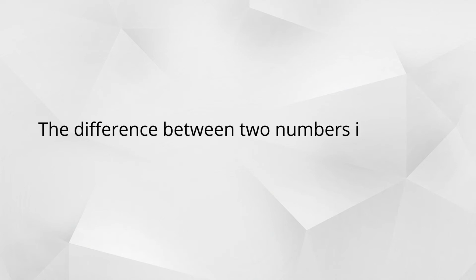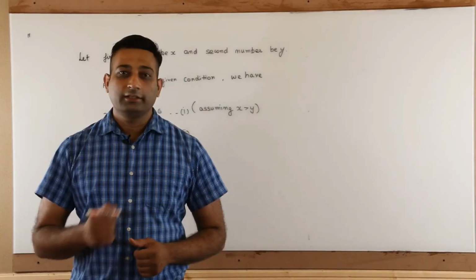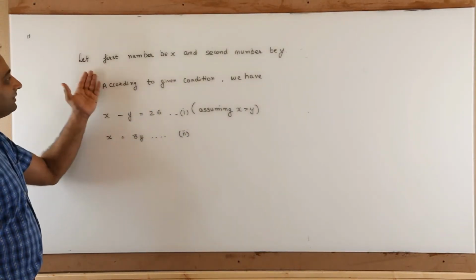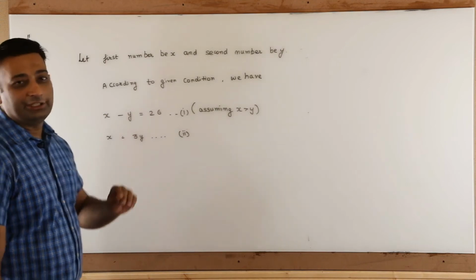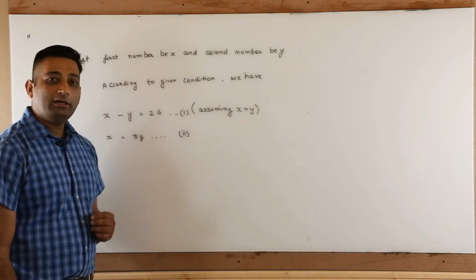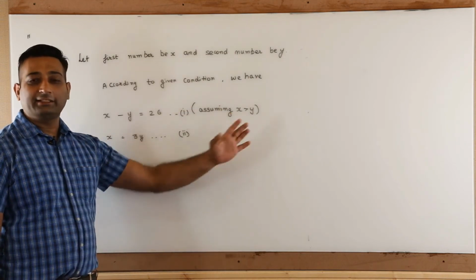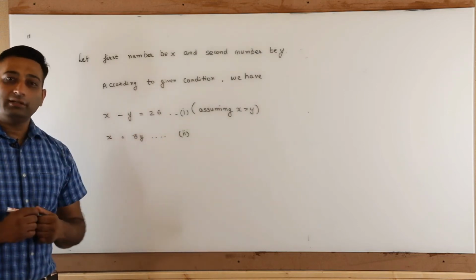Dear students, now we will learn some word problems. Question number 1. The difference between two numbers is 26 and one number is 3 times the other. Find them. Let the first number be x and the second number be y. Now according to the given conditions, we have x minus y equal to 26, and call it equation number 1. Assuming that x is greater than y, x is equal to 3y, and call it equation number 2.